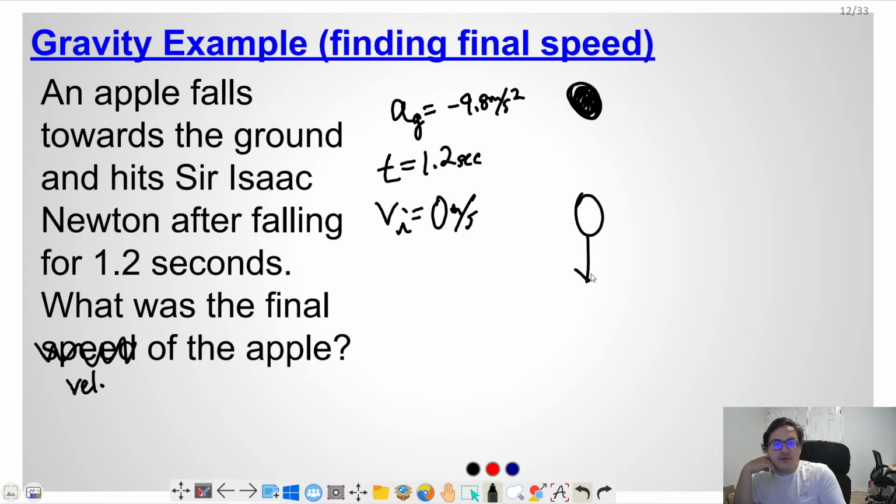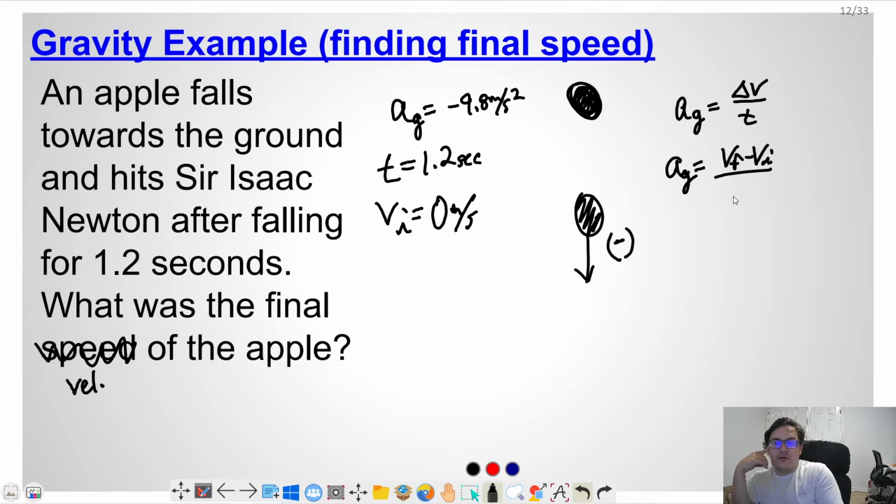And then after 1.2 seconds, it now has some velocity that's going to be negative because it's going down. We can actually use the acceleration formula to find what that is. So acceleration due to gravity is going to be change in velocity over time. That's going to be velocity final minus velocity initial all over time. We know what acceleration due to gravity is. That's negative 9.8 meters per second squared. Our final velocity we do not know. Our initial velocity is 0. And our time is 1.2 seconds.